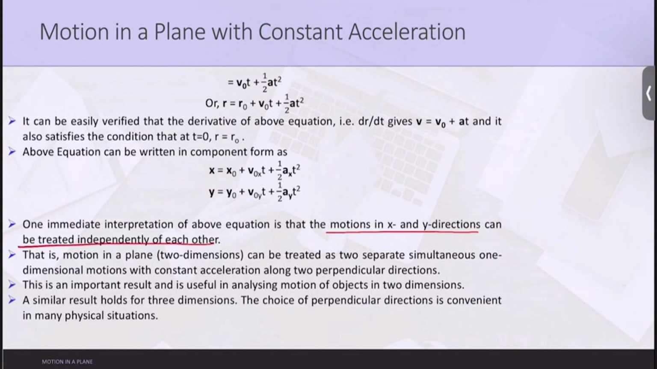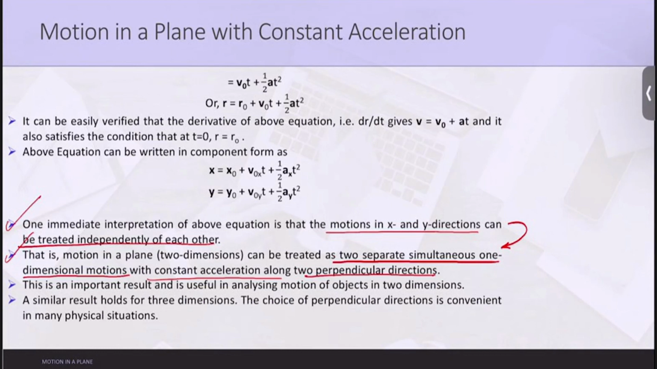Okay, fine. So that thing being said, that is the motion in a plane or two dimensions can be treated as two separate simultaneous one-dimensional motions with constant acceleration along two perpendicular directions. Okay, so again, that thing is only being written in a more easy language. That is, the motion in a plane can be understood as two separate simultaneous one-dimensional motions.